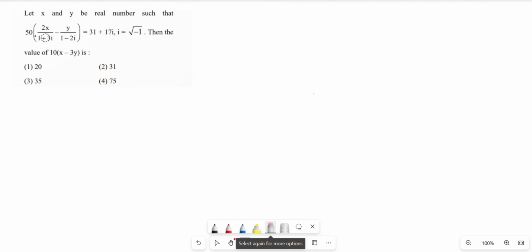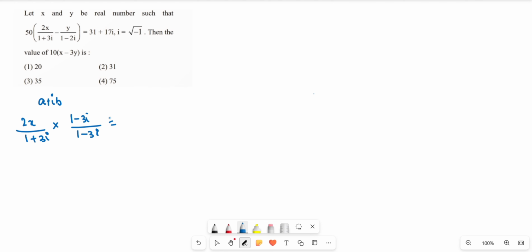So let's get started. The idea here is quite simple: because the term given in the RHS is a complex number, we'll convert the LHS into a plus iota b form. For that, I'll first take the first term, that is 2x over 1 plus 3 iota. Now I'll simplify it by multiplying and dividing by the conjugate of this term, so this will be 1 minus 3 iota.